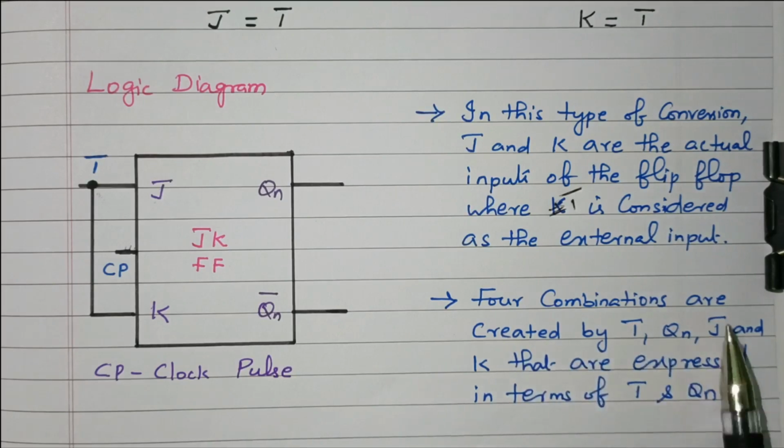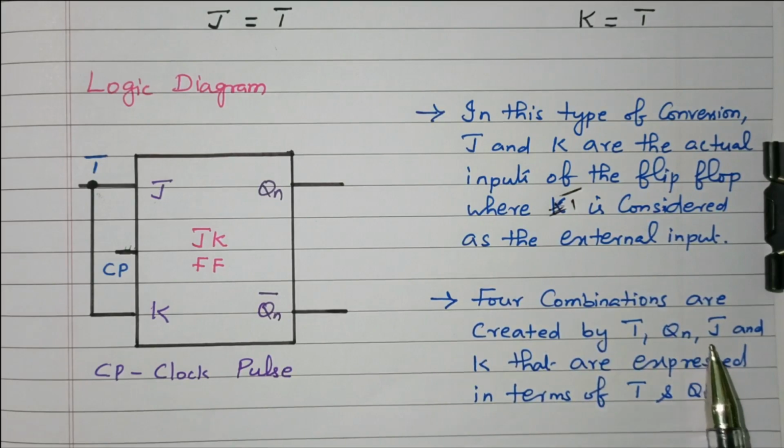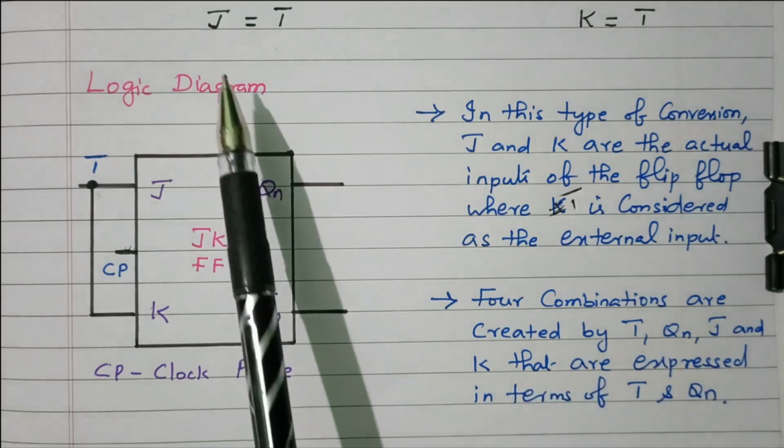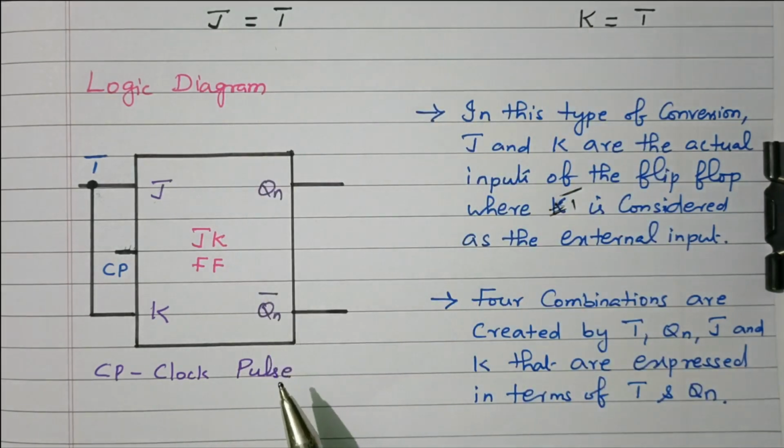Then 4 combinations are created by T, Qn, J and K that are expressed in terms of T and Qn. The truth table we discussed has 4 combinations: 0 0, 0 1, 1 0, 1 1. From that we decided the output, what is the input for the JK flip-flop from the excitation table. So that is given. Then J and K are expressed in terms of T. From that we draw the logic diagram.